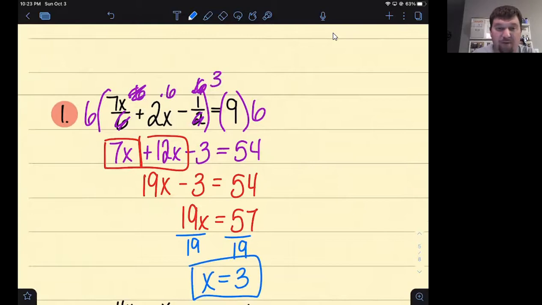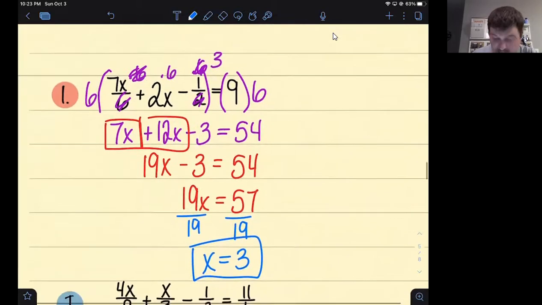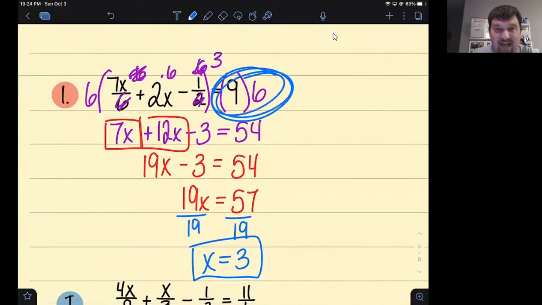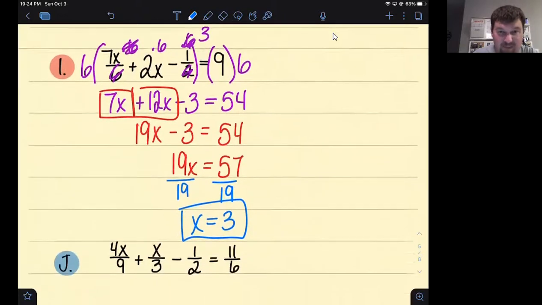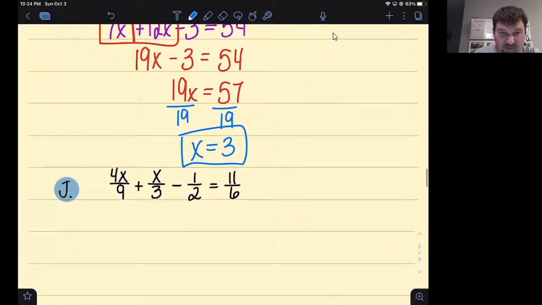Okay, so again, multiplying both sides, and don't forget to do it here. Don't leave that as a 9. You have to multiply that side by 6 as well. Whew, okay, let's do another one.